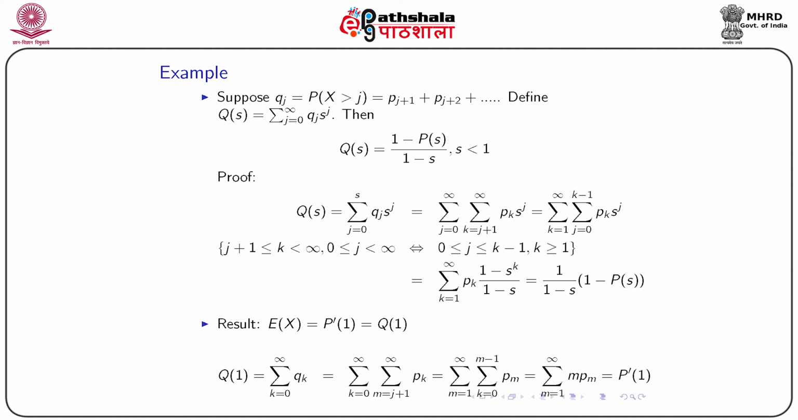So if we know this form, then the expected value of X can be written as P'(1), which is equivalent to Q(1). If we say Q(1), this is nothing but the sum over k from 0 to infinity of q_k, and once again if we put the definition of q_k, we'll have two summations, and once again if we interchange the ranges of k and m, then we'll be left with the sum over m from 1 to infinity of m p_m. This is nothing but the expectation, or P'(1).